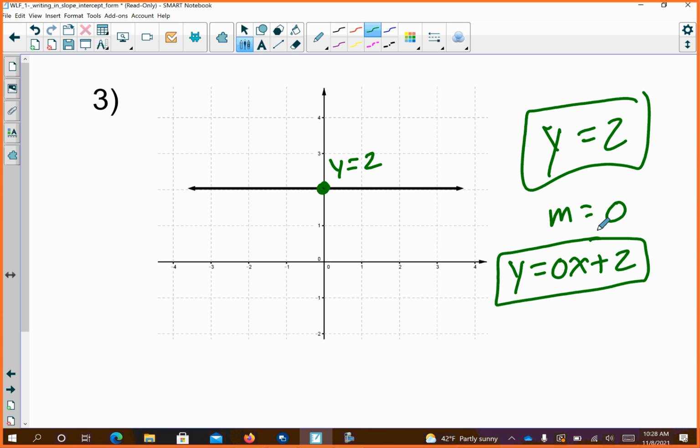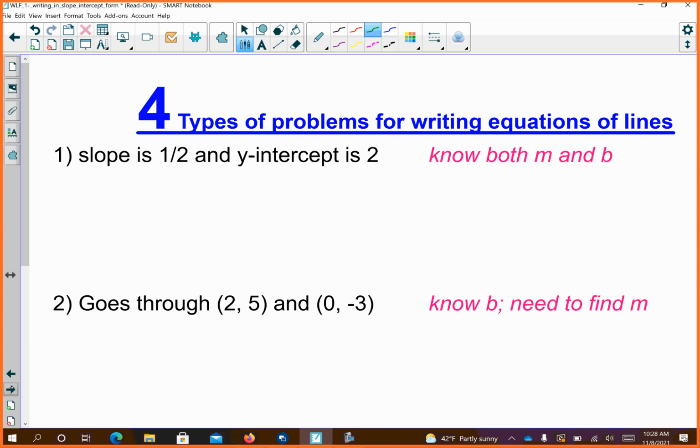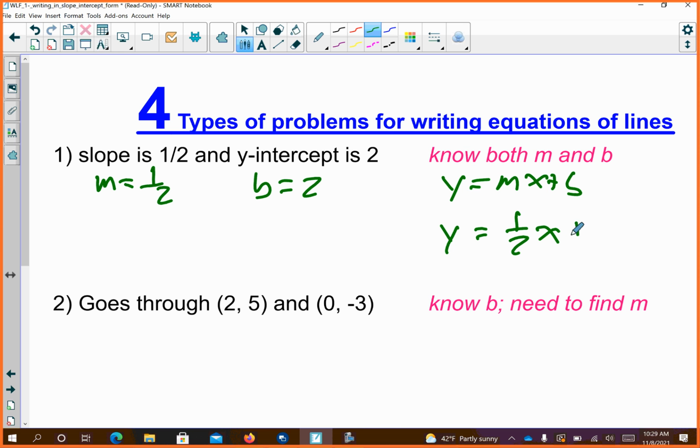What does that next page look like? Is that it? 4 types of problems? All right. So there's 4 types of problems for writing equations of lines. So this first one, we know the slope is 1/2 and the y-intercept is 2. So I know that I can go to y equals mx plus b. I can plug my m and my b in and get my answer right out of it.